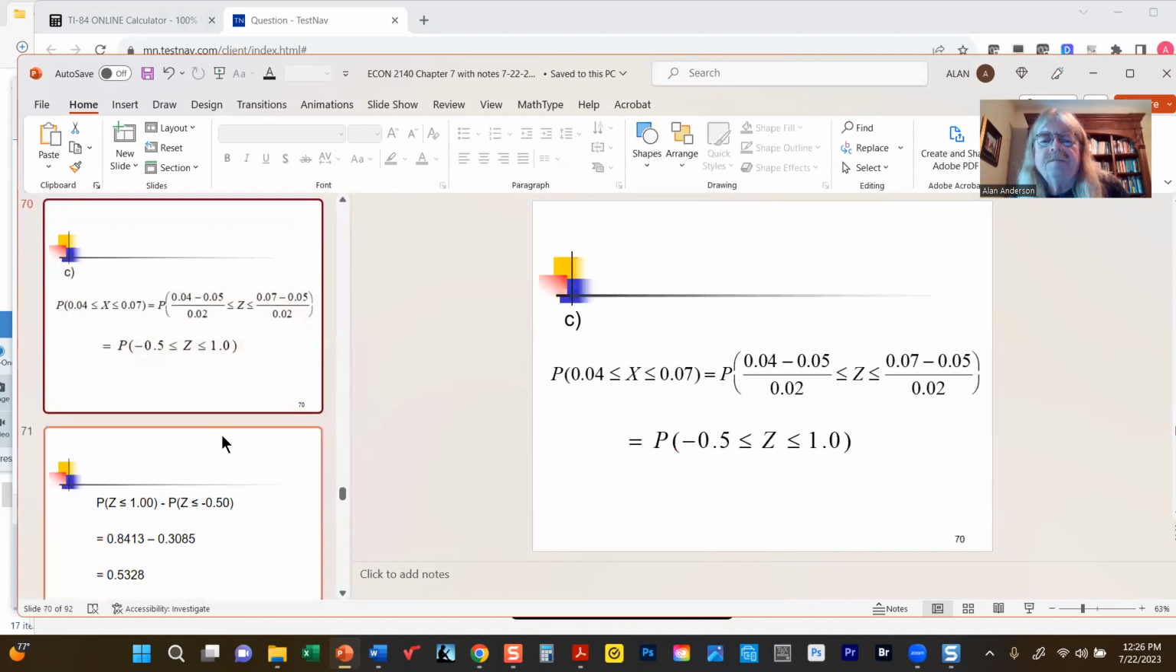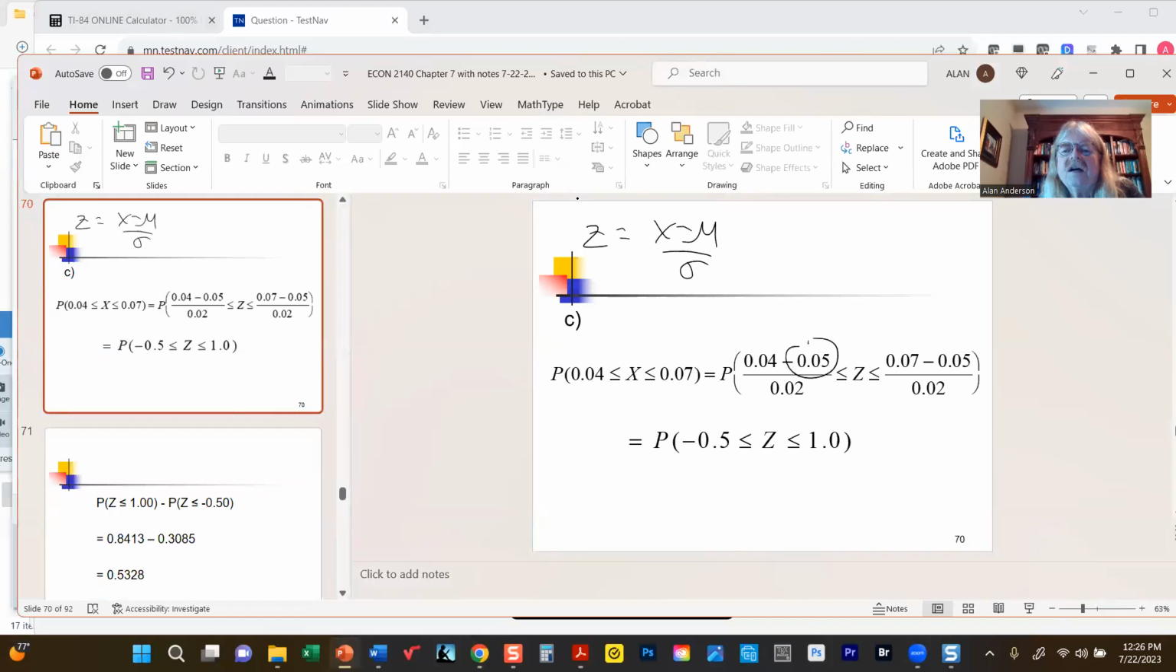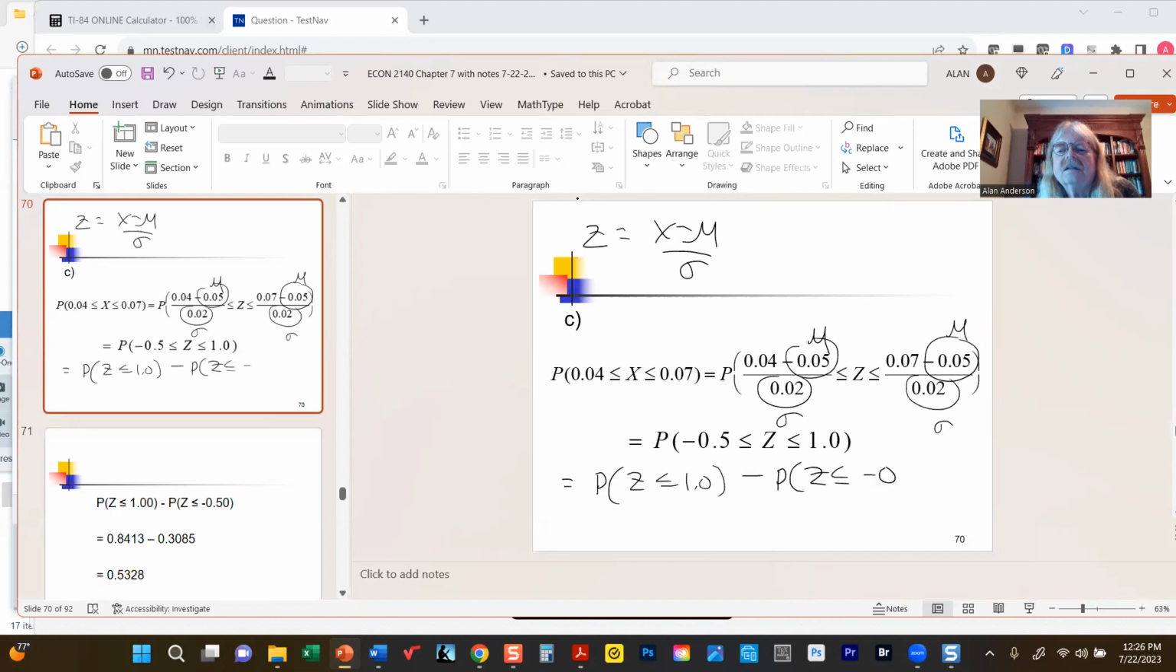So we'll wrap this up with the probability that x is between 4 and 7%. So I have to apply this conversion formula twice if I want to use the tables. Okay, remember the mean was 5, the standard deviation is 2. So this is equivalent to asking what's the probability that z is somewhere between negative 0.5 and positive 1.0. And algebraically, remember how we work this out? Oh, yeah. It's in between. So therefore, we subtract the smaller probability from the larger one.